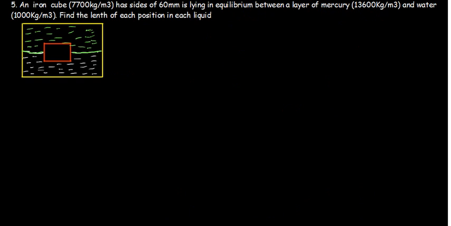Let's consider another question here. An iron cube having a density of 7700 kg per meter cubed has sides of 6 millimeters. So this is a cube, all the sides are the same. This one is lying in equilibrium between a layer of mercury of a density of 13,600 kg per meter cubed and water, which has a density of 1000 kg per meter cubed. So find the length of each portion in each liquid.